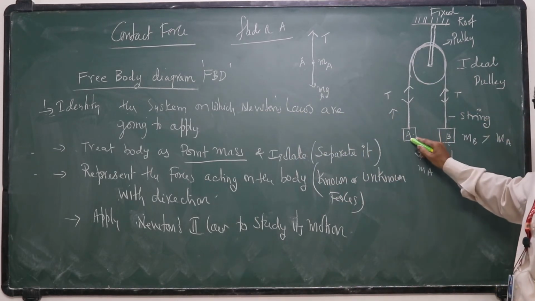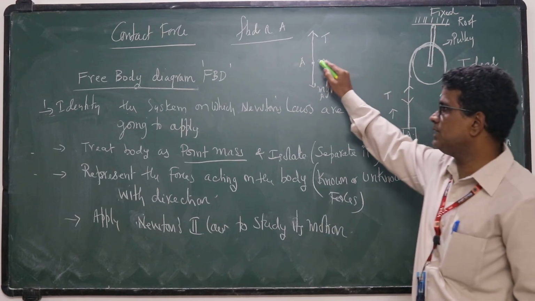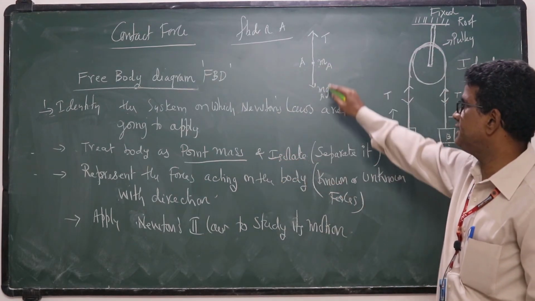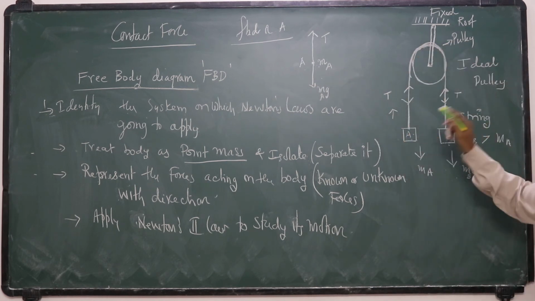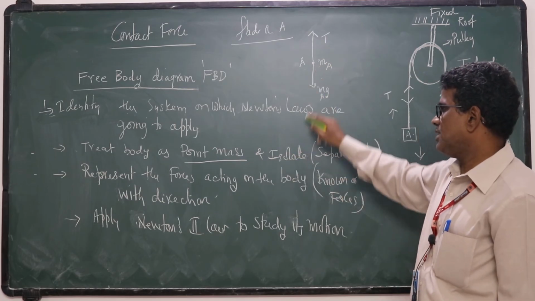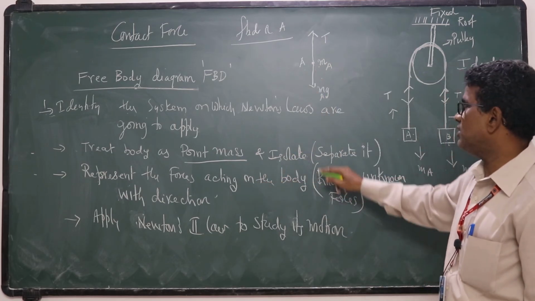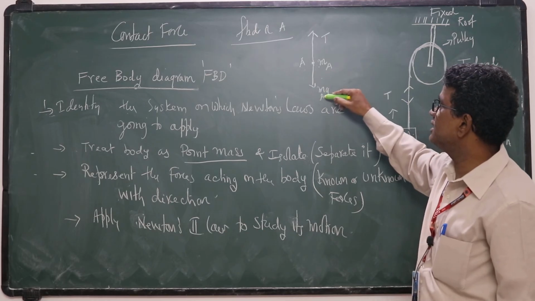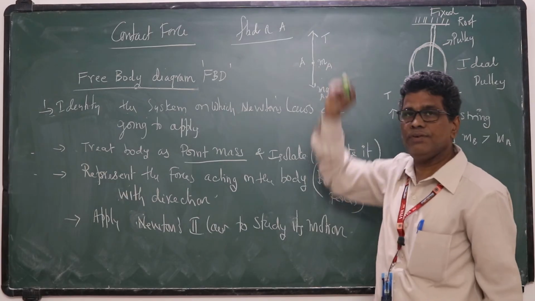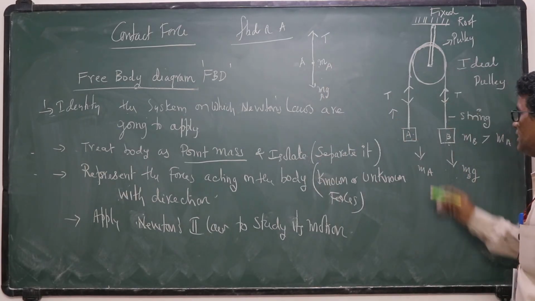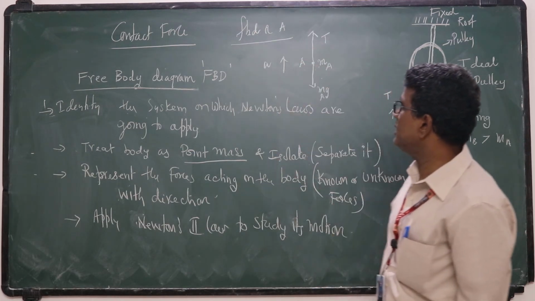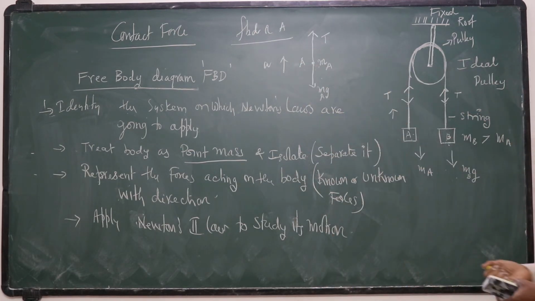So identify this body A. I isolated it, and I treat it as a point mass. Isolated it from the system. Okay, this body A is isolated from the system, and represents the forces acting on it. So T and mAg, down. So this is the FBD of A. Suppose it is moving up with acceleration a.